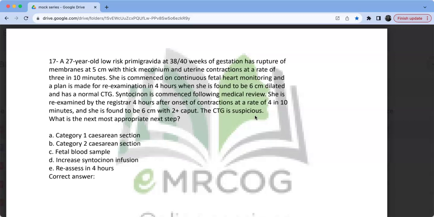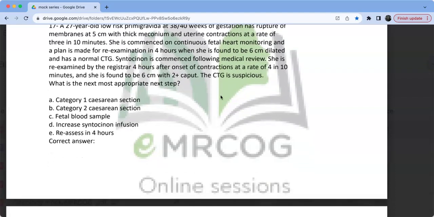She is re-examined by the registrar 4 hours after the onset of contractions at a rate of 4 in 10. She is found to be 6 cm with 2 plus caput, and the CTG is suspicious. What is the most appropriate next step? Yes, it's a category 2 cesarean section for the non-progressive labor and suspected CPD.